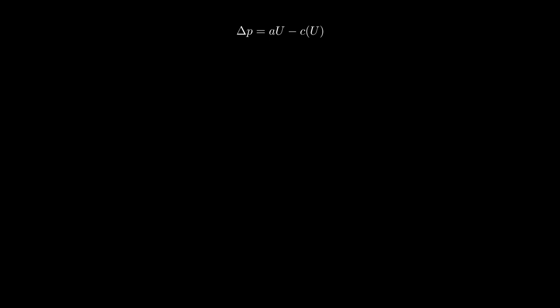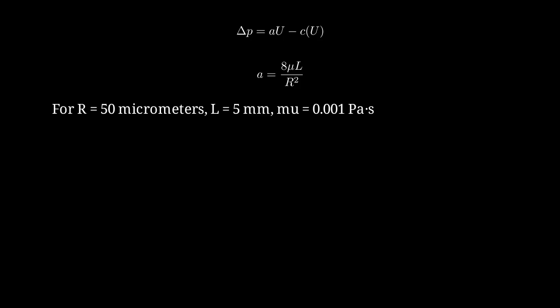We can model the pressure balance as delta P equals A U minus C of U, where A U is viscous loss and C of U is Marangoni assist. The viscous coefficient A equals 8 mu L over R squared from Poiseuille flow. For a radius of 50 micrometers, length 5 millimeters, and viscosity 0.001 Pascal seconds, we get A equals approximately 1.6 times 10 to the 4th Pascal seconds per meter.